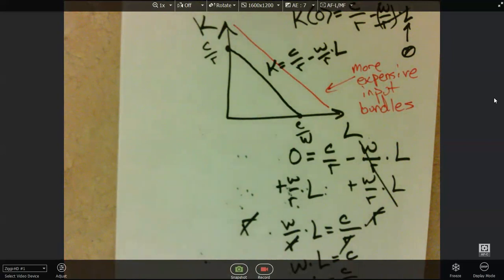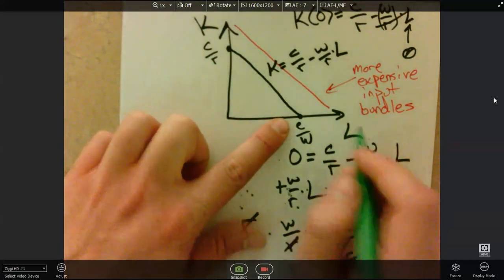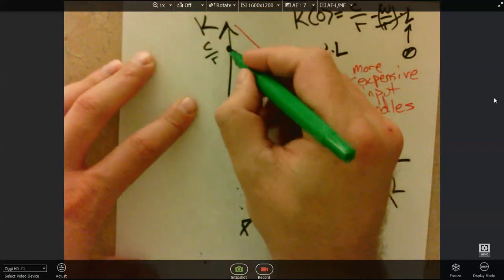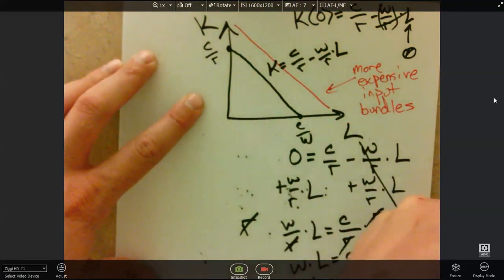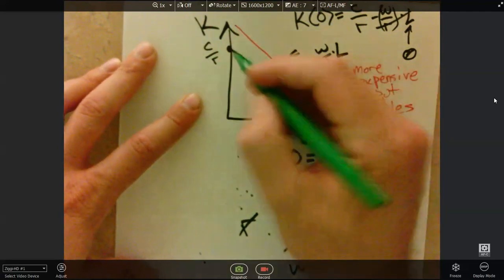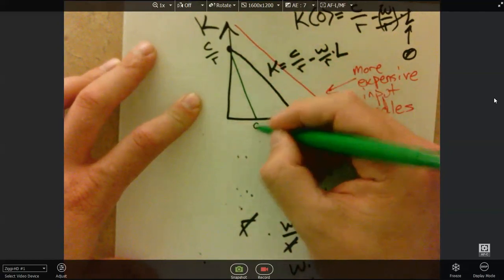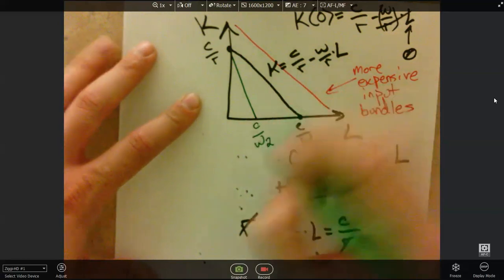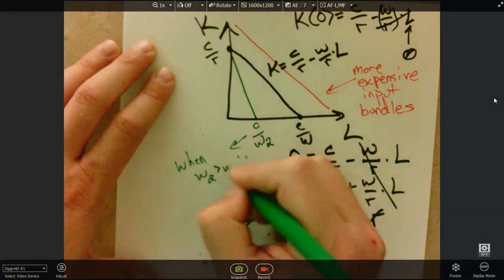And then lastly, what would happen if the wage rate were to increase? If the wage rate were to increase, let's say that we started at this black line. It's going to pivot. Nothing's going to happen with the capital intercept, right? Which makes sense because that's talking about the cost when labor is zero. So if the labor wage rate increases, why would that change at all? But this is definitely going to change, right? So that's going to pivot in. And so this is C over W2 when W2 is greater than W1.